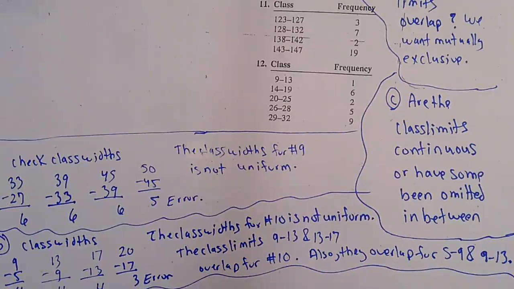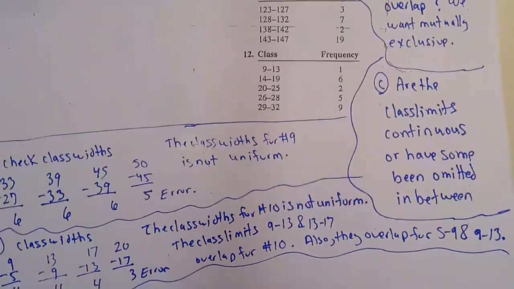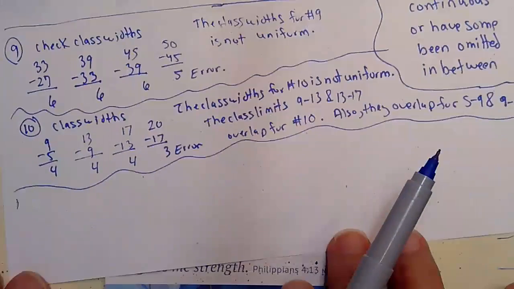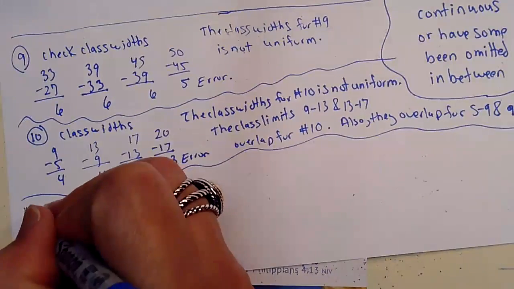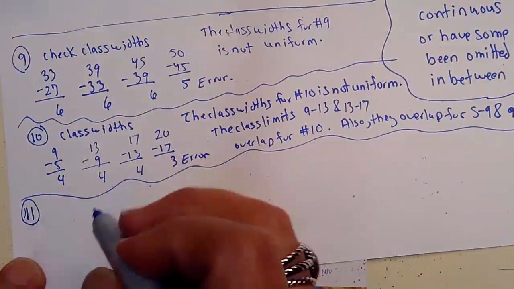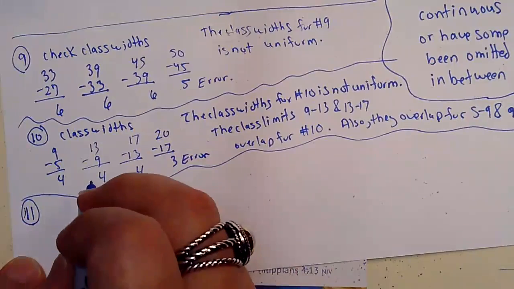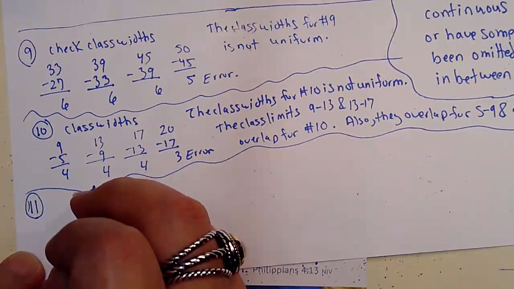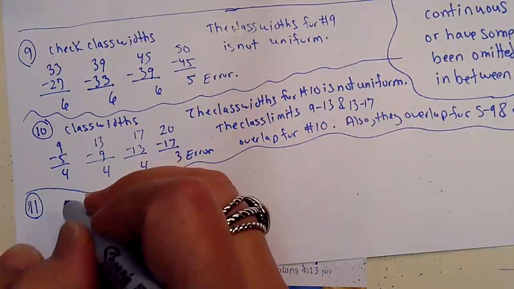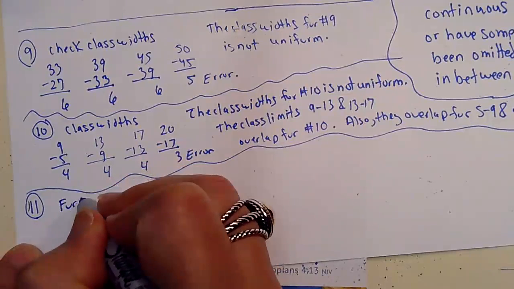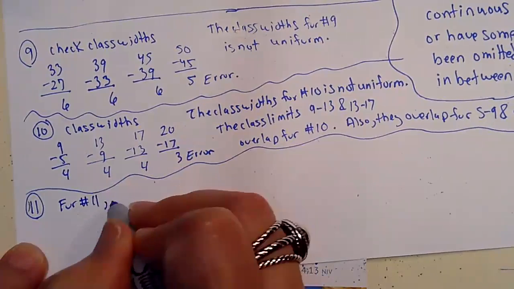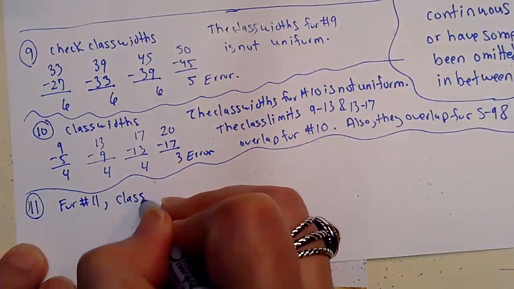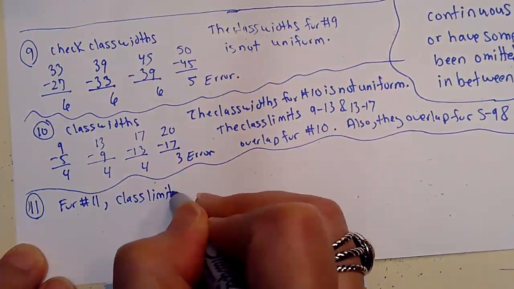I think on number 11, do you see that happening on number 11? So on number 11, it looks like the class limits... are the class limits continuous or have some been omitted? It looks like for number 11, it looks like class limits have been omitted.